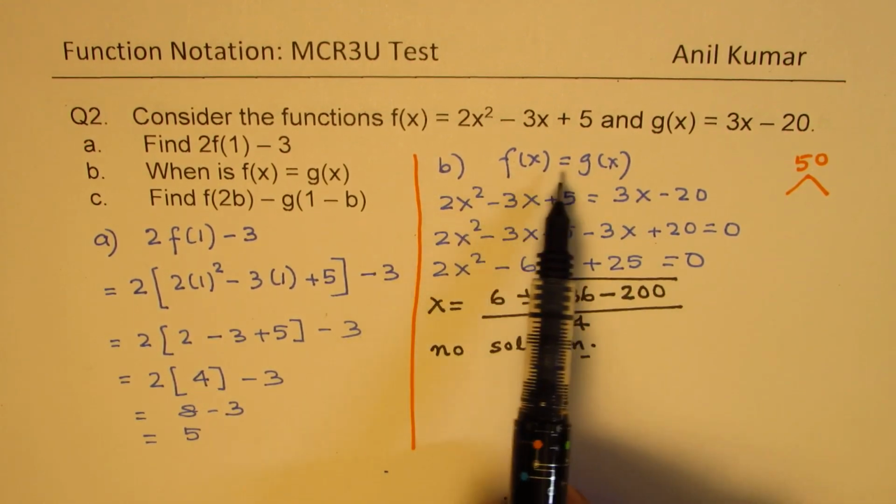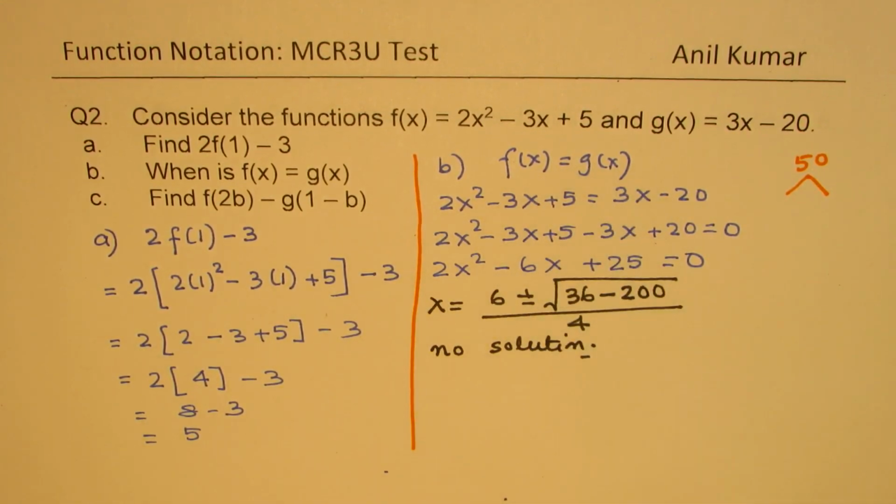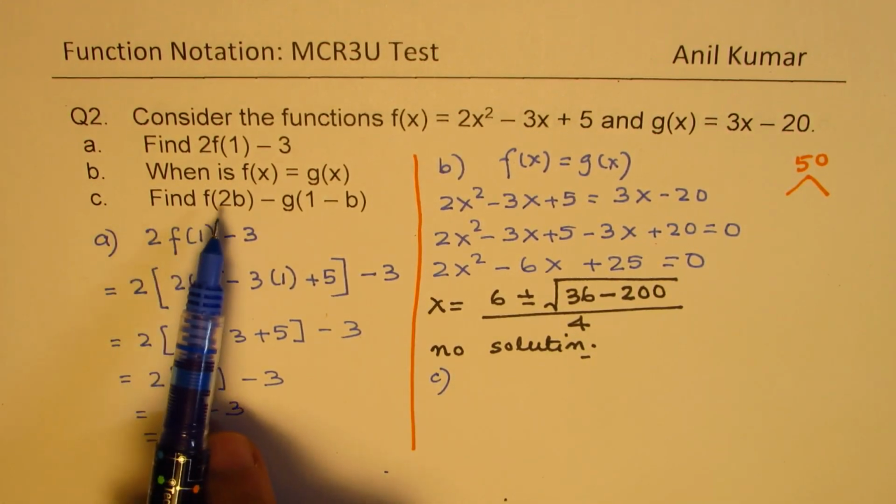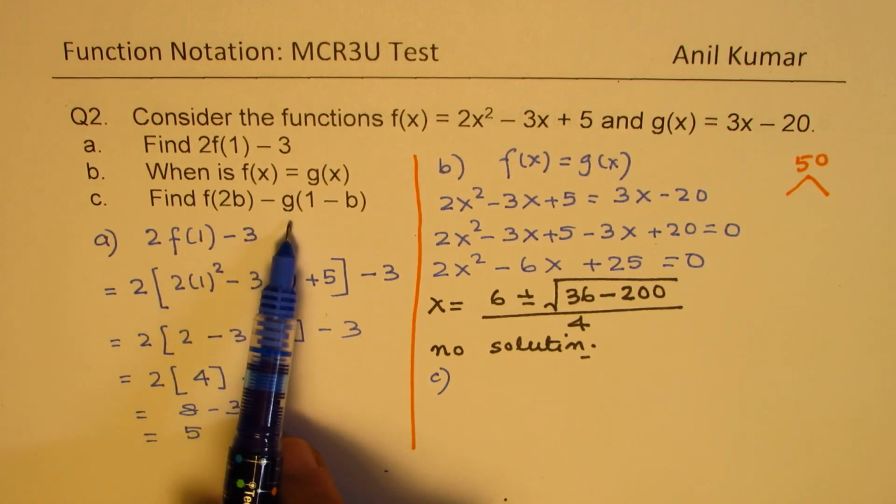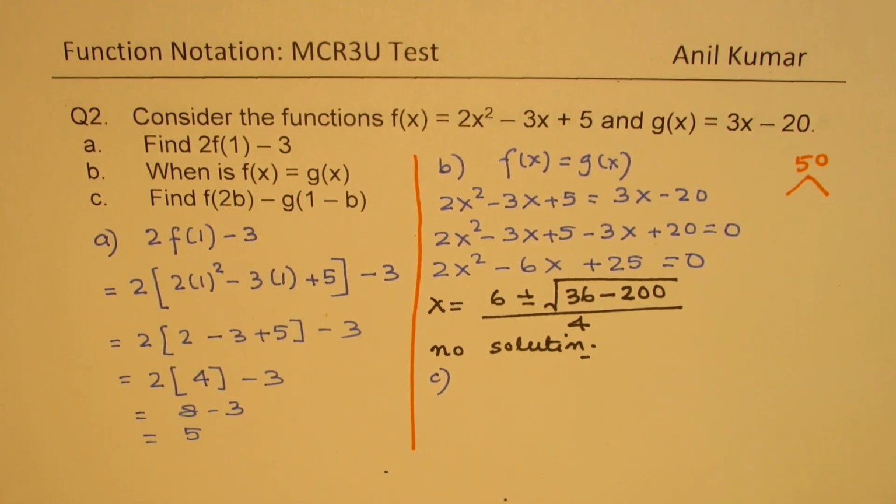So f of x is never equal to g of x. Perfect. Now let's look into part C. Find f of 2b minus g of 1 minus b, right?